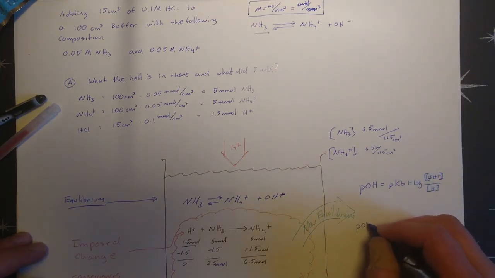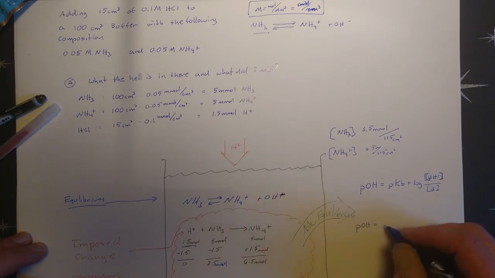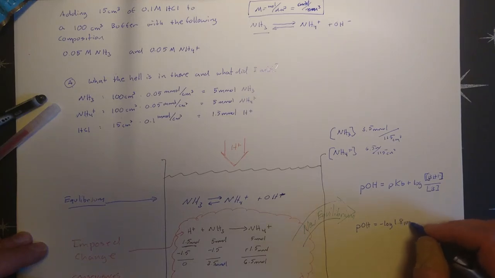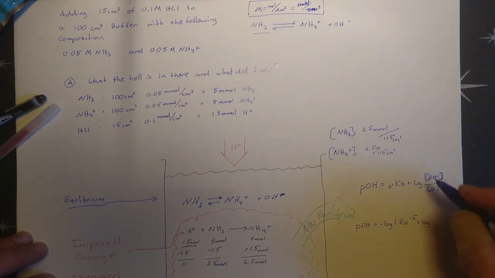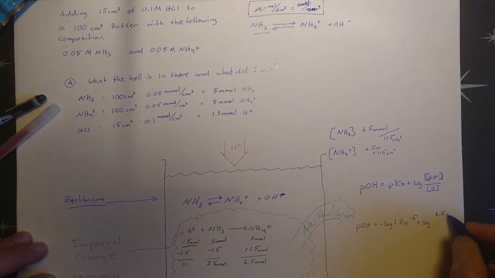So pOH equals, and then we can write in the pKb right away. It's going to be the minus log of 1.8 times 10 to the minus 5. And then it's going to be plus the log of, in this case then, 6.5 divided by 115 divided by 3.5 divided by 115.